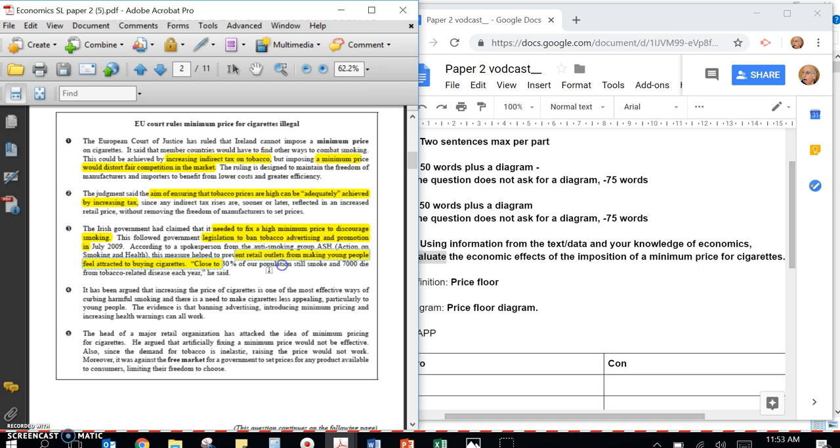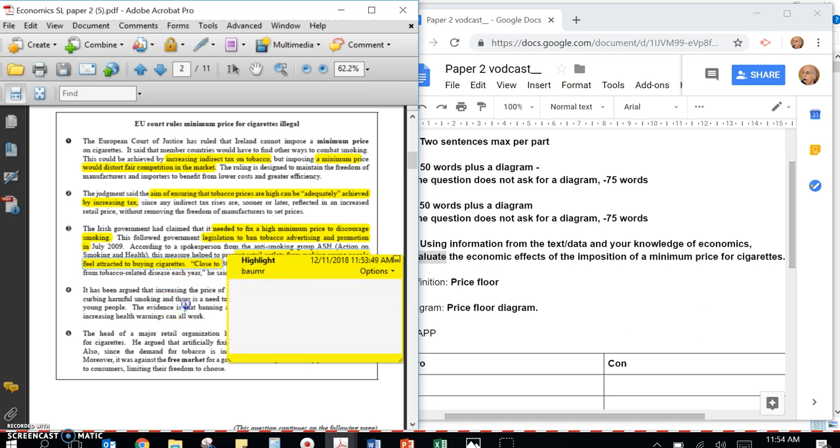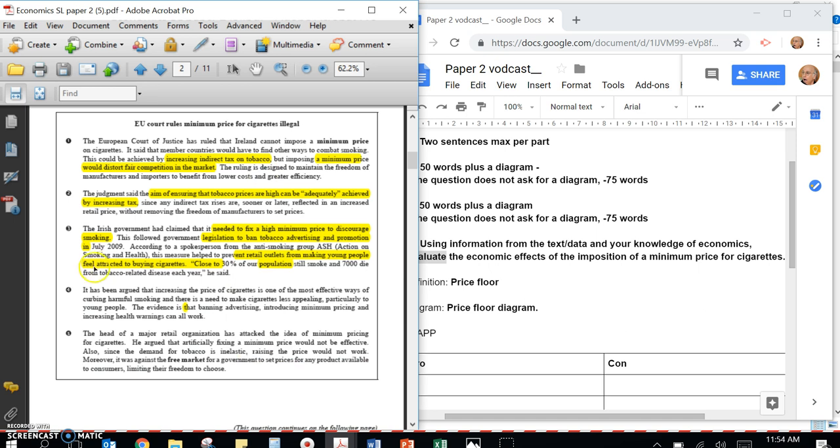And 30% of our population smoke. Wow, I'm doing terribly at this. Let's just say this is highlighted. 30% of our population still smoke and 7,000 die from tobacco diseases. Artificially fixing a minimum price would not be effective, so you can explain that. Demand for tobacco is inelastic and is against the free market.